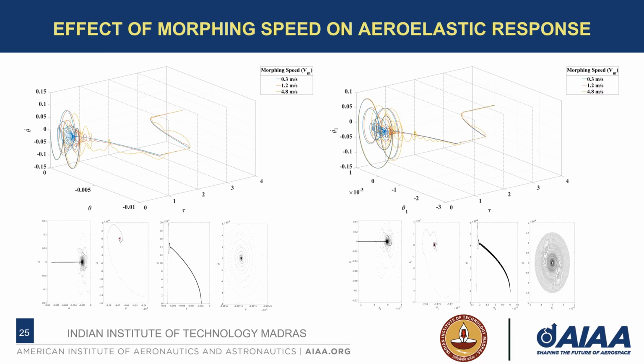Here we can see the phase space for various morphing speeds and the Poincare section for a morphing speed of 0.3 meter per second. The oscillatory response during the extension process is observed to be aperiodic, which gradually converts into a quasi-periodic response. For slow morphing speed, the aperiodic response converts into a quasi-periodic response very early, whereas for high morphing speed, the response remains aperiodic throughout the morphing process. Post-morphing, the response trajectory is observed to be attracted by a stable limit cycle. The response becomes quasi-periodic in the steady-state phase of the post-morphing process, irrespective of the morphing speed.